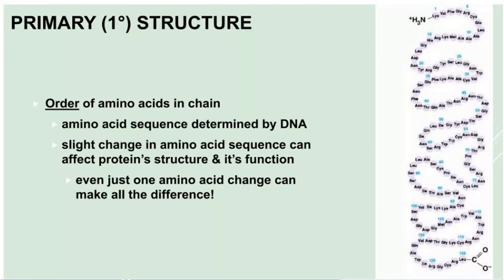Now, primary structure: you can see the order of amino acids in the chain. The amino acid sequence is determined by DNA. A slight change in the amino acid sequence can affect protein structure and its function. Even just one amino acid change can make all the difference.